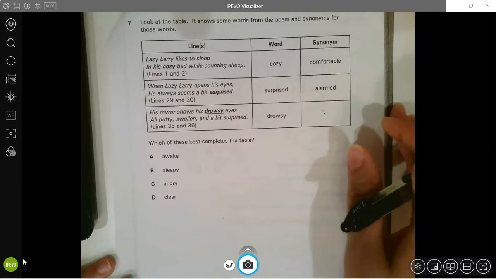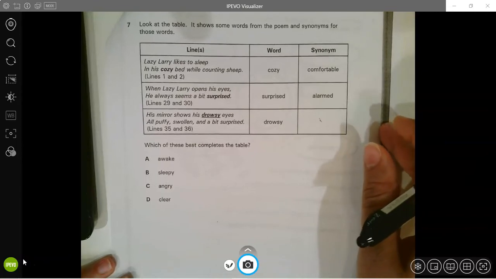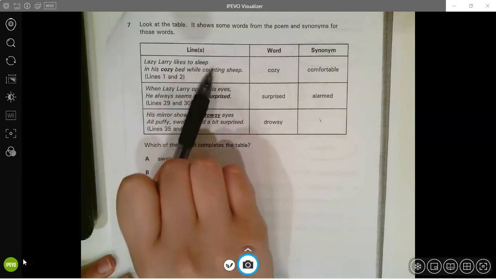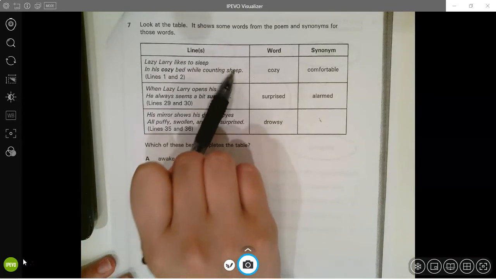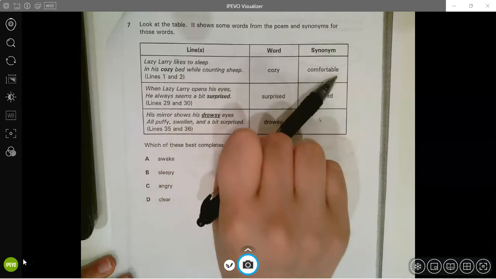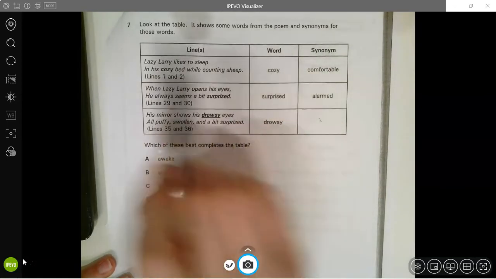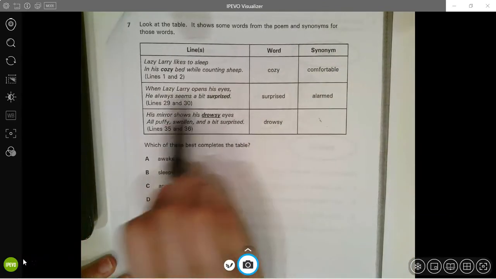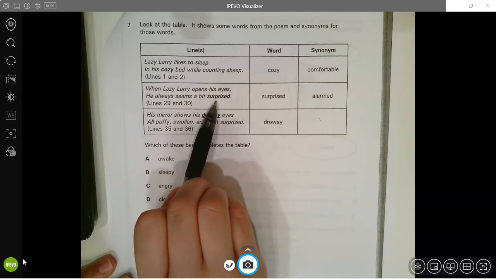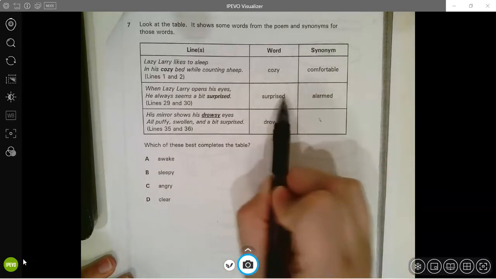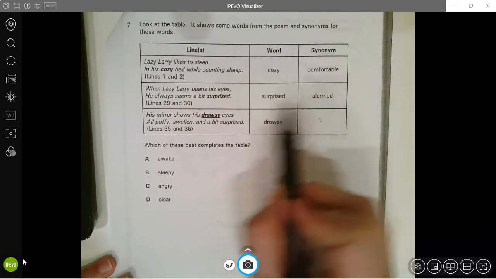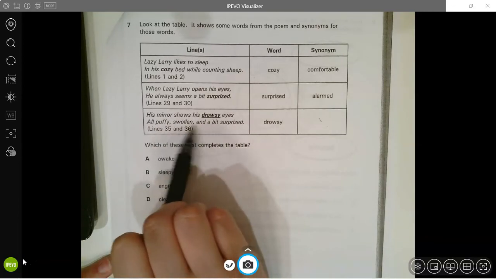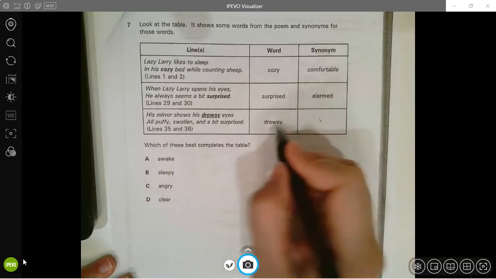So look at the table. It shows some words from the poem and synonyms for these words. So I have Lazy Larry likes to sleep in his cozy bed while counting sheep. So I have cozy means comfortable. A cozy bed, comfortable bed. When Lazy Larry opens his eyes, he always seems a bit surprised. So there's a synonym for surprised. Another word for surprised is alarmed. His mirror shows his drowsy eyes, all puffy, swollen, and a bit surprised.